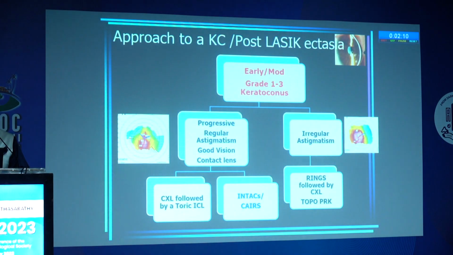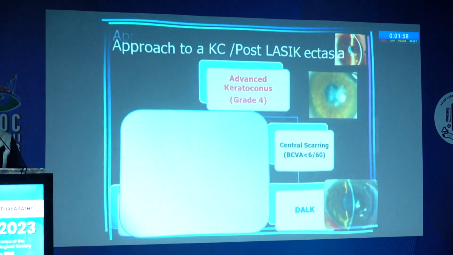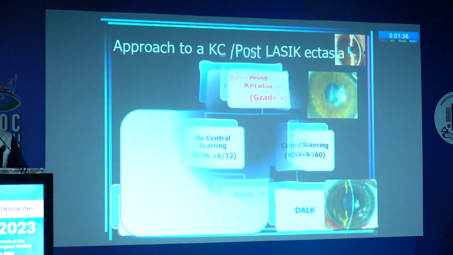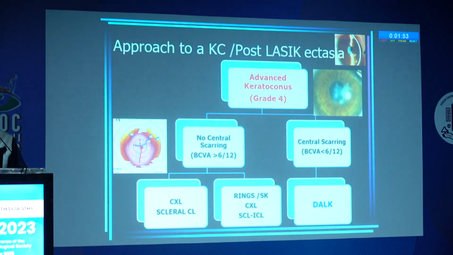If you have irregular astigmatism, like the topography on the right, you probably need to regularize it. So you can do rings, which tends to work well, and then combine it with the topo PRK and collagen cross-linking. I feel that is a good option. If you have slightly more advanced keratoconus with no central scarring, you would probably do a collagen cross-linking; scleral lenses work well. You can reduce the irregularity, reduce the cone by using rings, by combining with CXL or even a scleral lens. For slightly advanced cases, if there is stability, ICL works quite well.